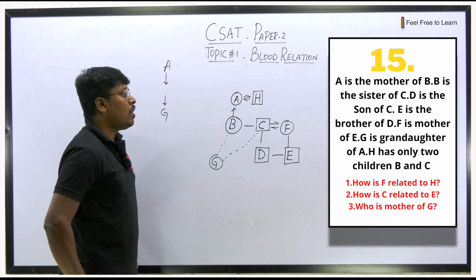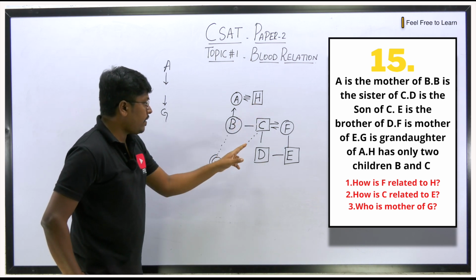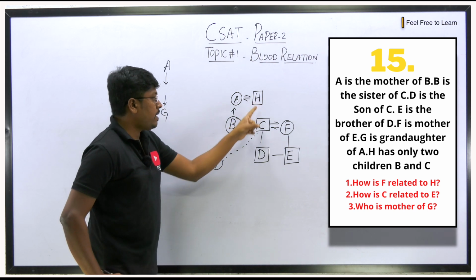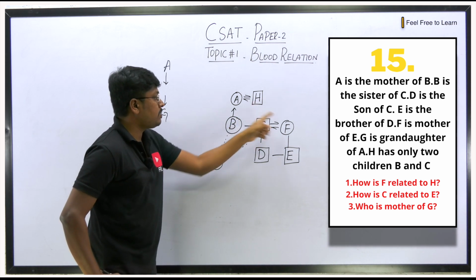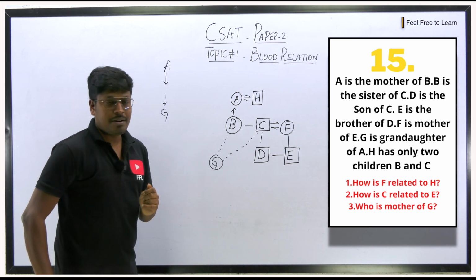So first question, how is F related to H? So from H, our target is to find what is the relation of F. So from H, C will be the son's wife. Son's wife should be called daughter-in-law. So the answer for the first question is daughter-in-law.